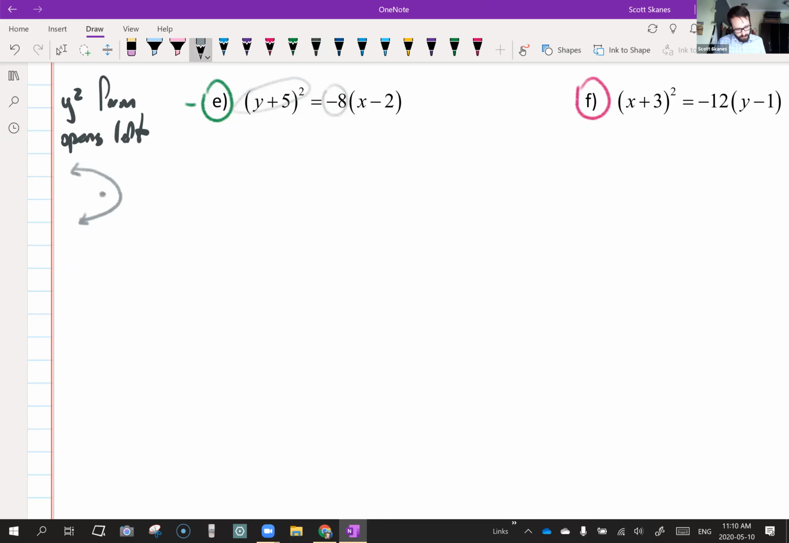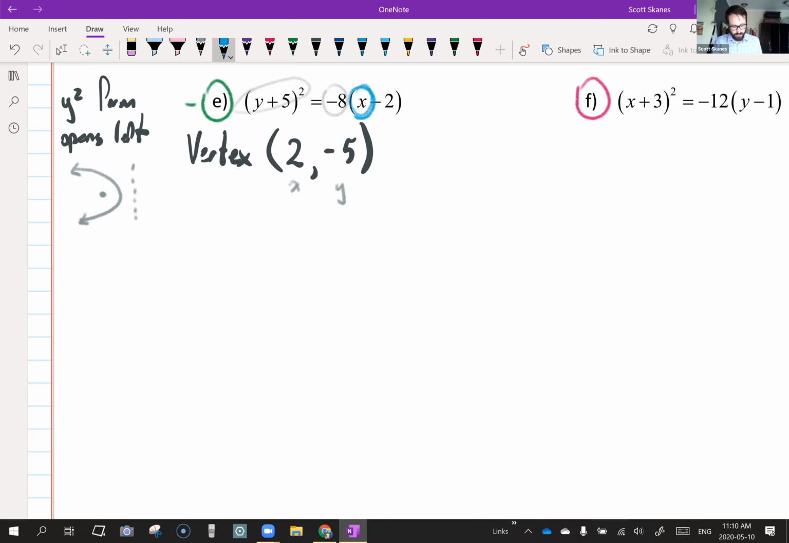That means that my focus is inside here and my directrix will be on the other side of it. I'll do the exact same thing I did before. What's the vertex? So the vertex, notice, careful, -5 is our y value. So that's an easy one to mess up. 2 and -5. Notice that this is our x value, this is our y.